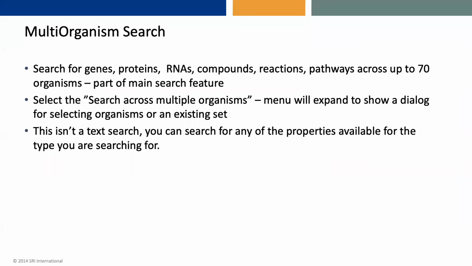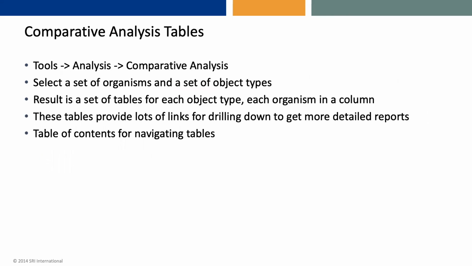And again, as I said, for multi-organism searches, you can basically search for whatever you want. You need to click the search across multiple organisms box at the top. And this isn't a text search. You can actually search for any of the properties available for the type of object, whether it's a gene or a protein that you're searching for.